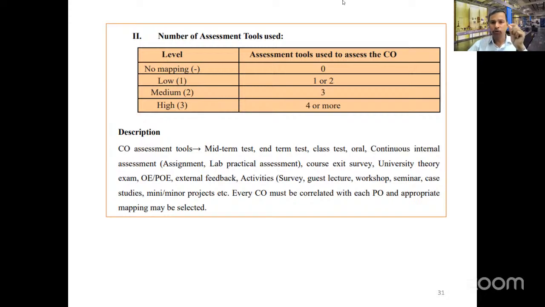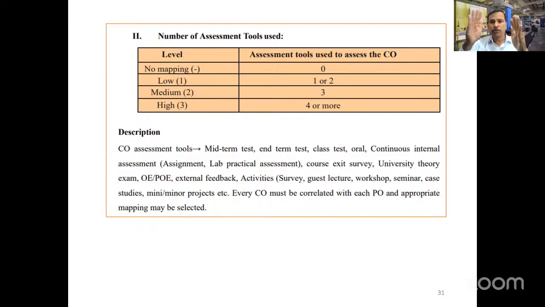So if a CO is related to PO, how to give the level of mapping between that CO and PO based on the number of assessment tools used. If no assessment tool is used, no test is conducted, no seminar is conducted, no assignment is given, then no need to map that CO with PO. If the assessment tool used is one or two, say you conduct a test, or you make the student present a seminar. Conducting the test is one assessment tool, seminar is another assessment tool. If one or two assessment tools are used to measure the performance level of the student, you map the CO with the PO with level 1, low level.